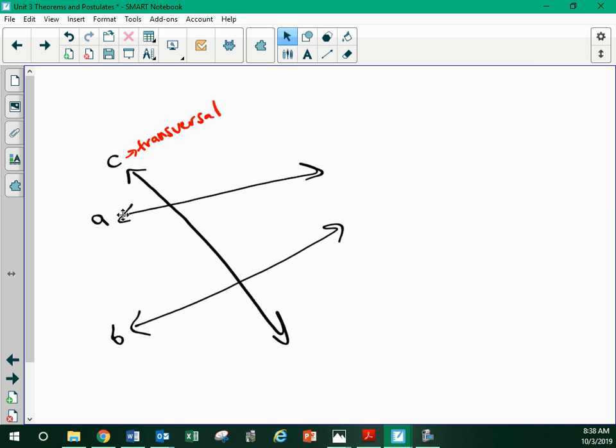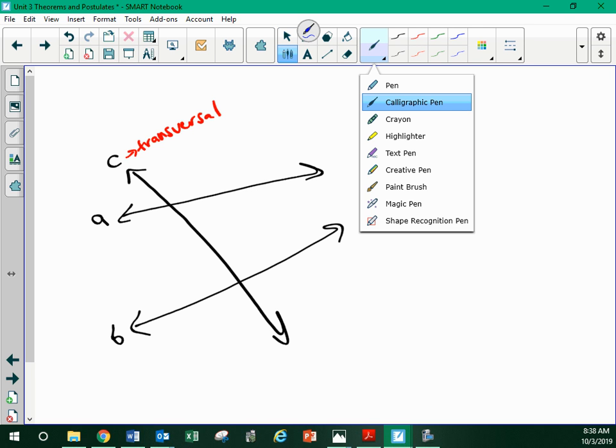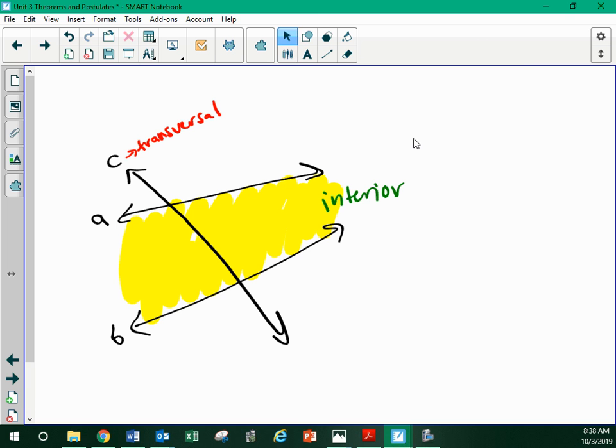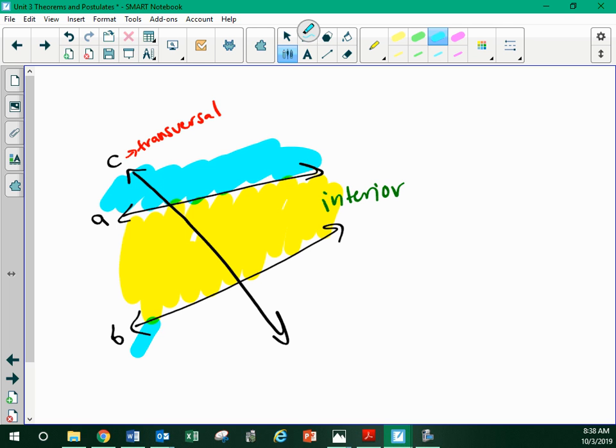Now when we talk about interior versus exterior, the transversal is cutting through two other lines. The interior would be in between those two lines. So this here is my interior, in between those two lines. This is interior. Exterior would be outside of those two lines. So I have exterior up here and exterior down here.